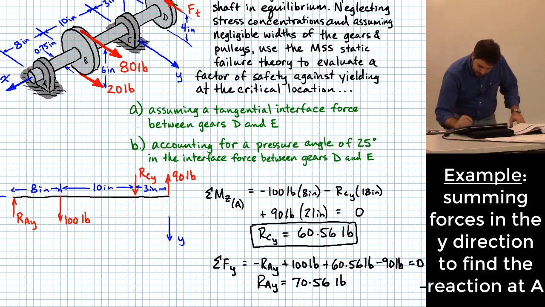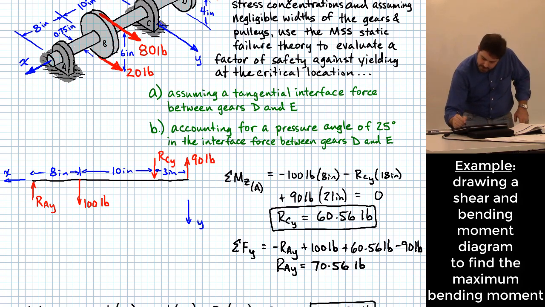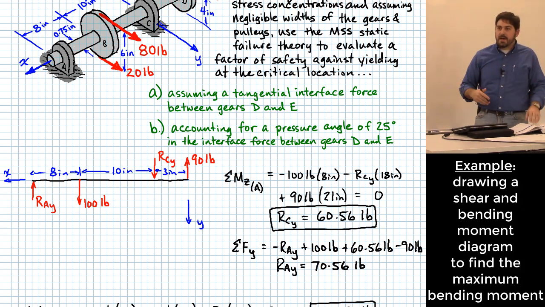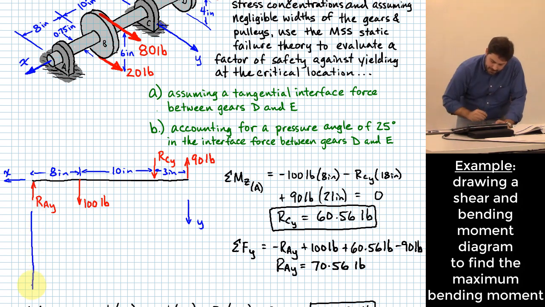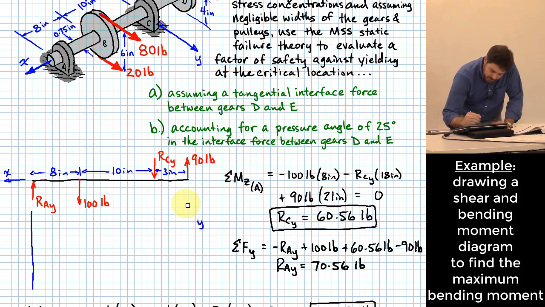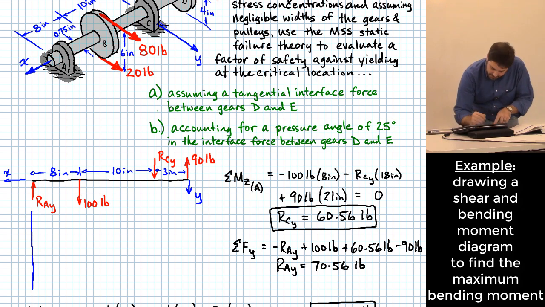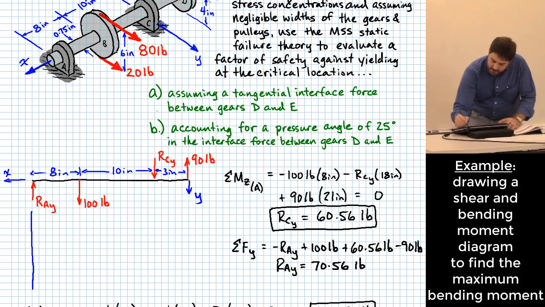So what do I do with all that? There are some ways you can think about doing this, but the best way in my mind to get a complete picture of what's going on with the bending moment is to do what's called a shear and bending moment diagram. This is actually a pretty easy shear and bending moment diagram to do, because we don't have distributed forces here, right? RAY is just 70.56 pounds, right?